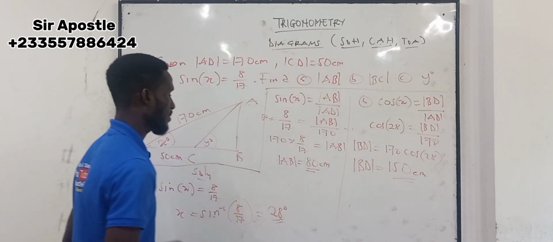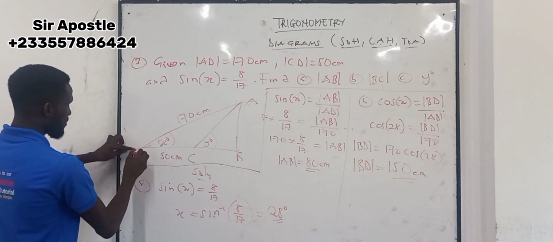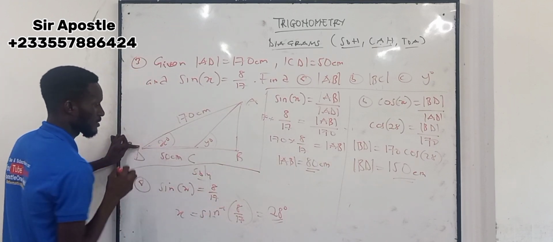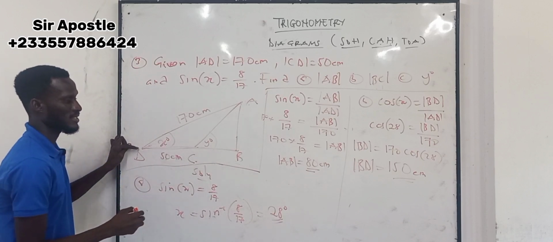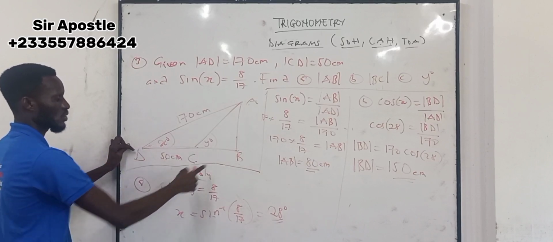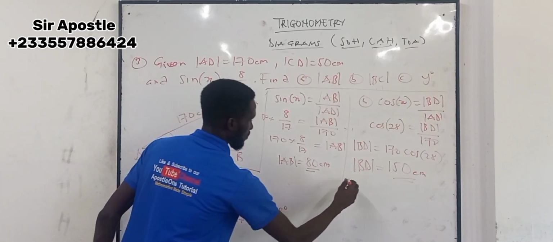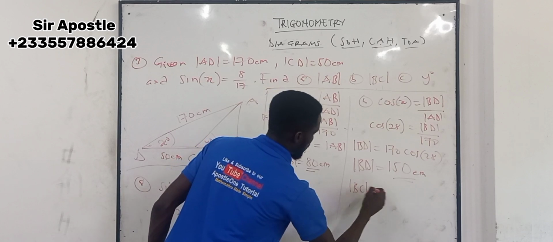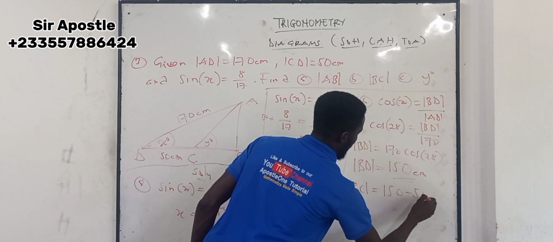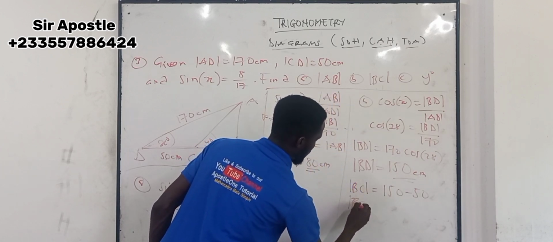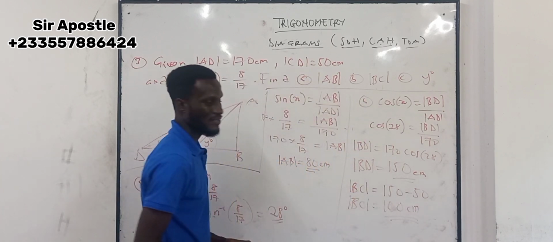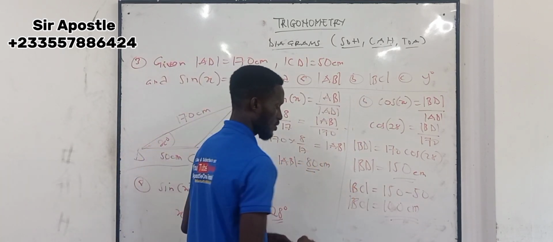That is to the nearest whole number. Now, I know BD to be 150 and DC to be 50. I'm looking for BC, so I can just subtract 50 from 150 to get our BC. So BC is equal to 150 minus 50, which is 100 centimeters. We have to know that I have rounded all of them to the nearest whole numbers.